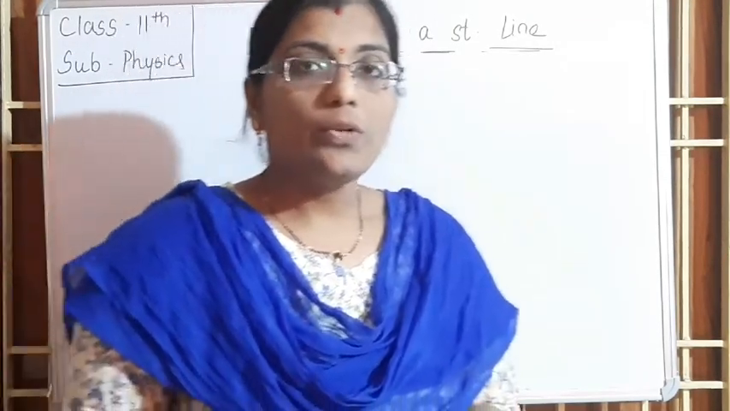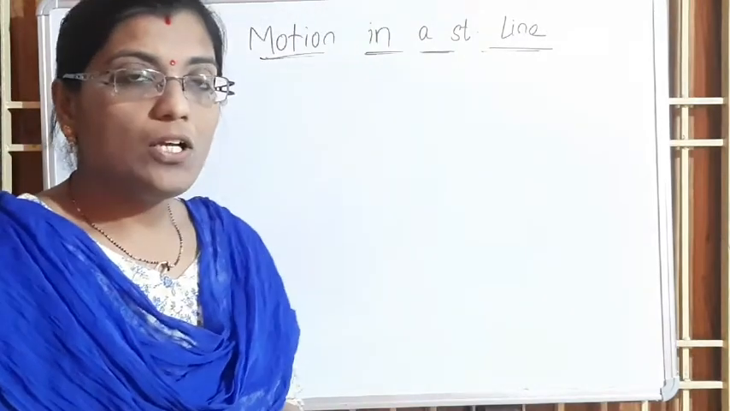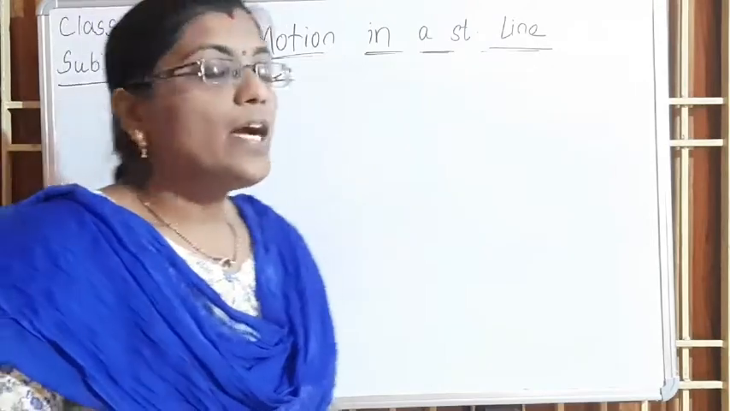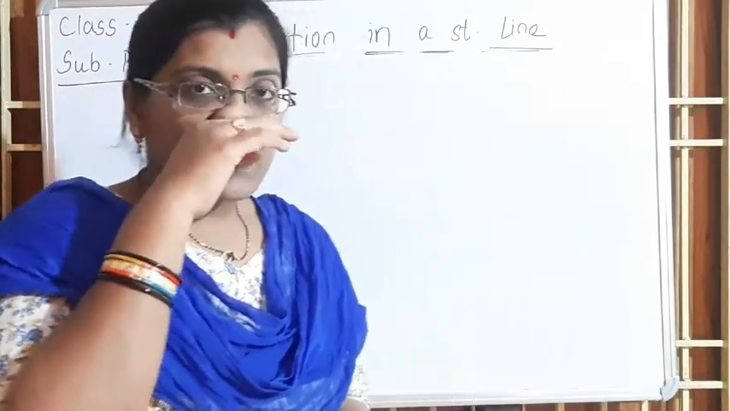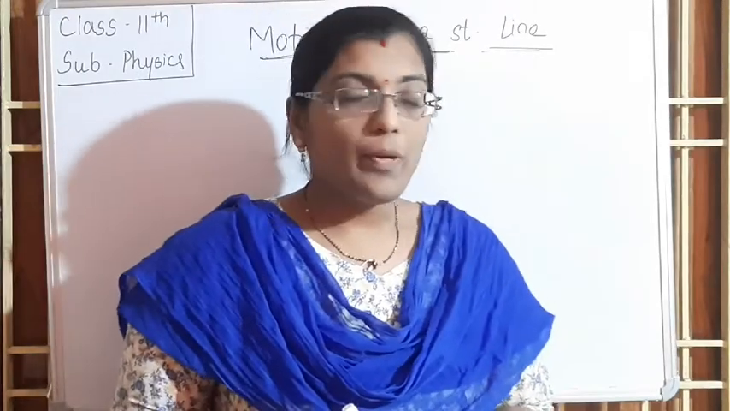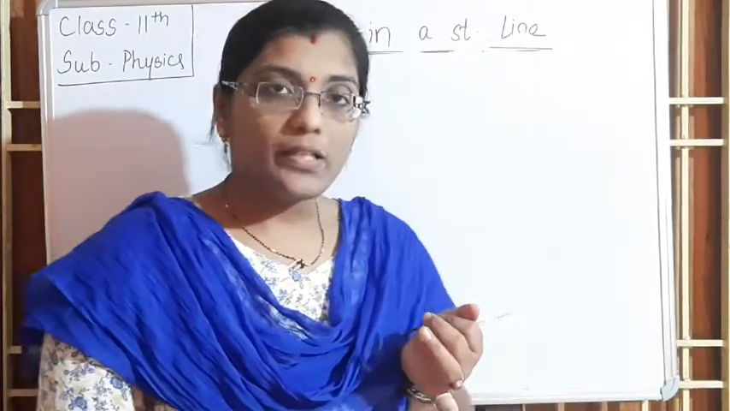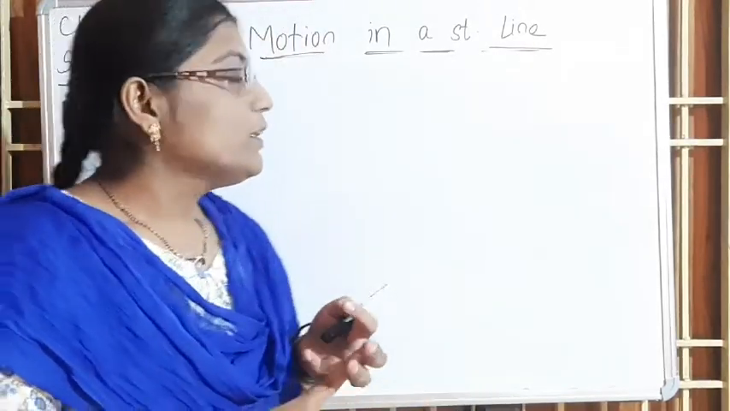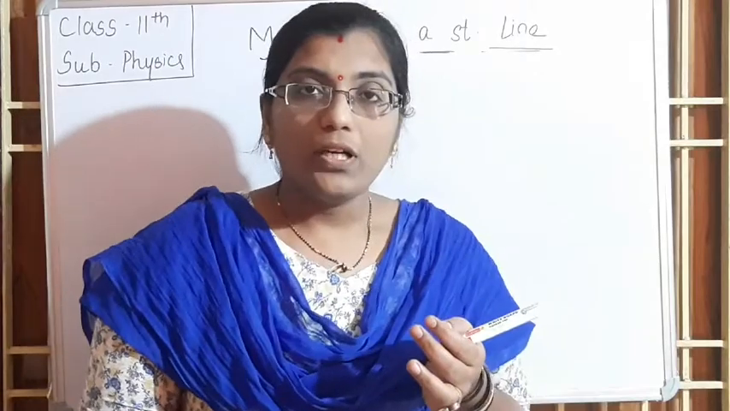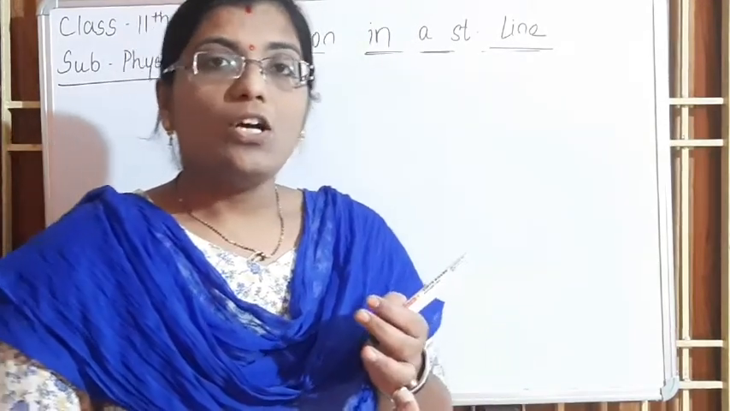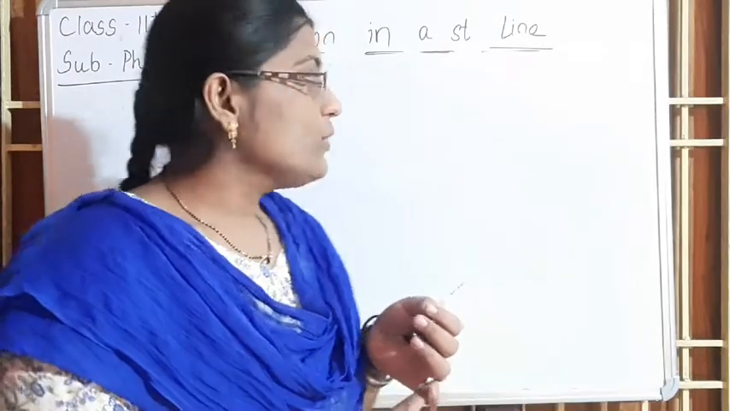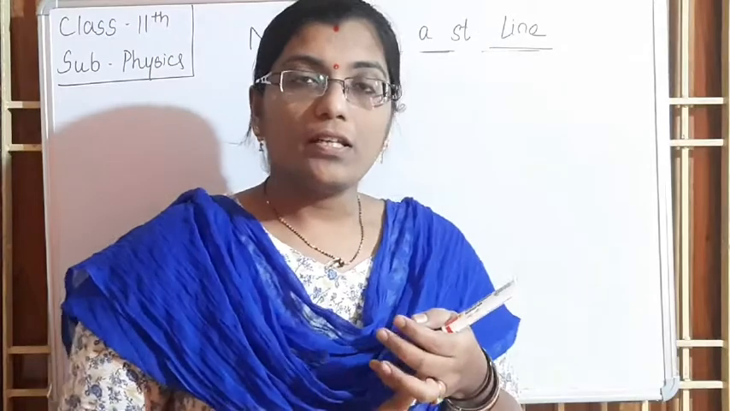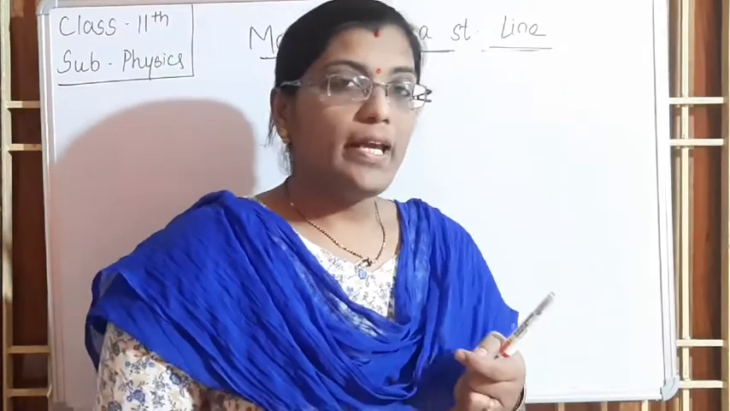In the last session, we discussed path length, also called distance, and displacement. Again, I am reminding you, distance or path length is defined as the total path covered by the object with respect to time. It is a scalar quantity because it has magnitude but no direction. The SI unit is meter, and other units are kilometer, centimeter, millimeter, etc.